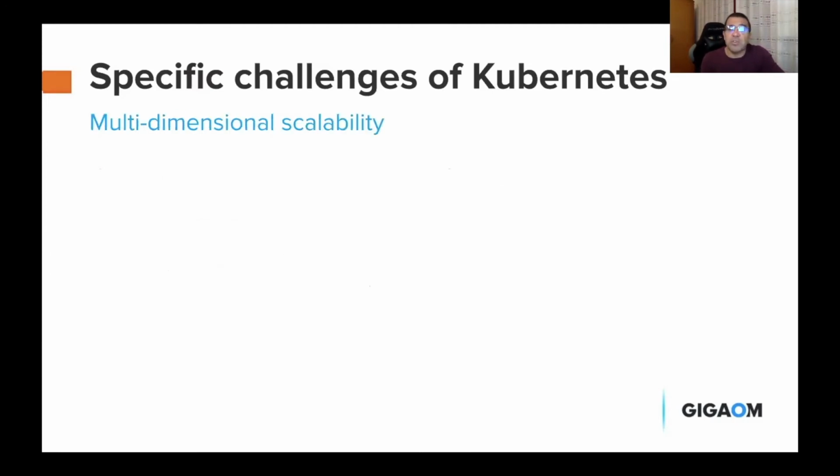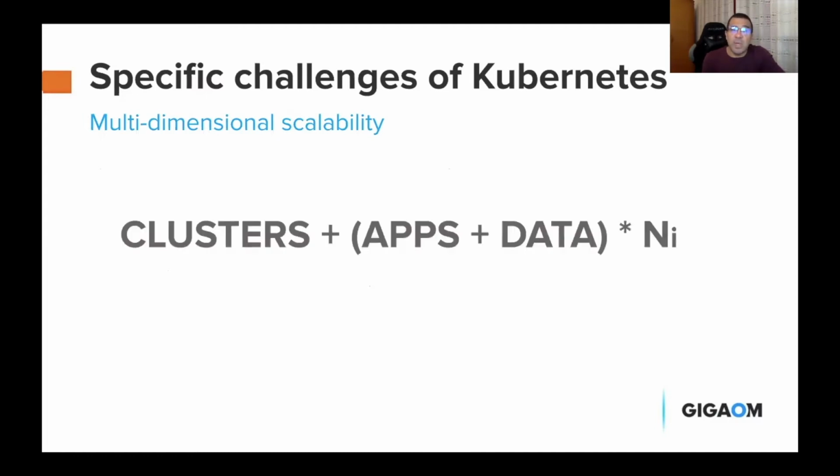Another specific challenge of Kubernetes that comes from the previous slides is that scalability is multidimensional. Of course, there is the single cluster to manage, and for each cluster you have application and data. The formula is maybe not perfect, but you can understand what I want to say here. There is a dimension that is the number of clusters you have to manage.